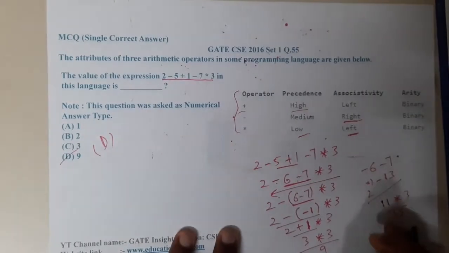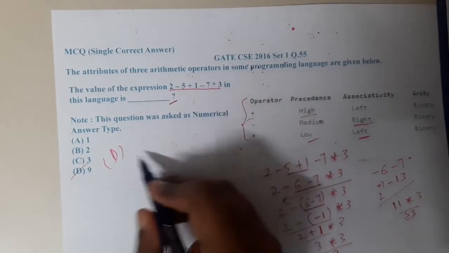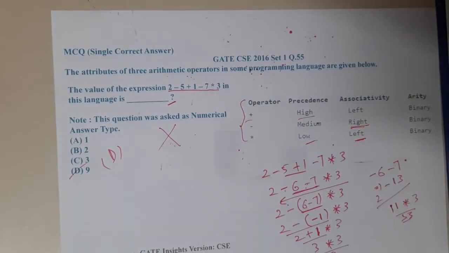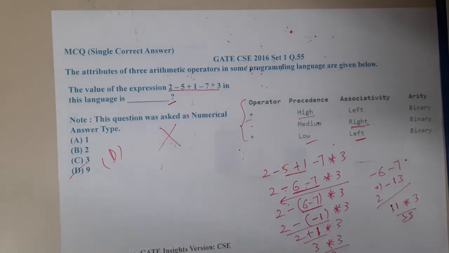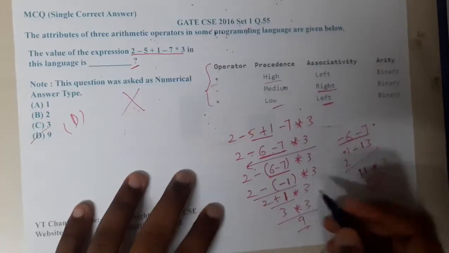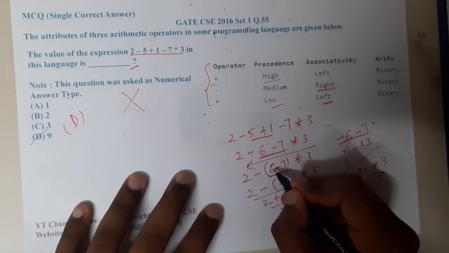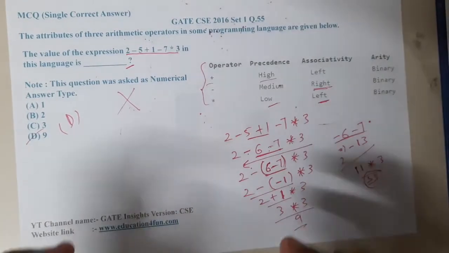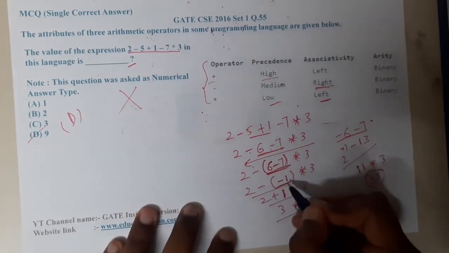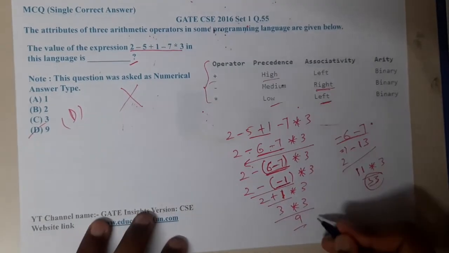This question was originally asked as a numerical type, guys. It does not have options. I don't know why online, whenever we are searching for most of the questions, they are giving options. But most of the students will answer 33, guys, because of a silly mistake. So the thing is, if you are subtracting a minus, draw some brackets and clear your confusions. So 6 minus 7 will be minus 1. It's not minus 13. Remember, okay? So the answer will be 9.